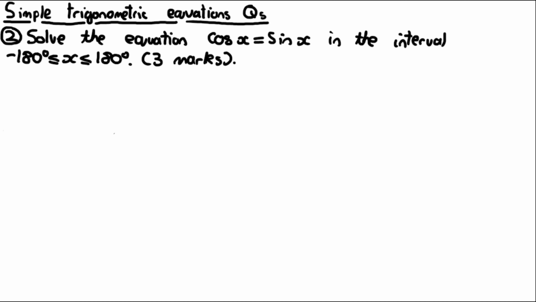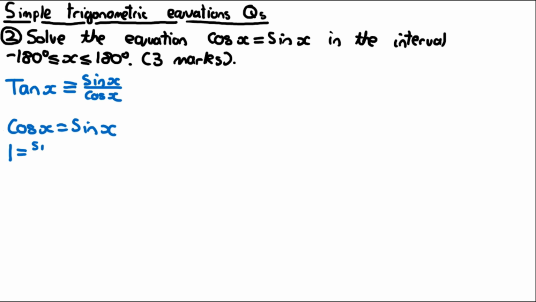Okay, so for question 2, this is one of the ones where we have to make use of the identity tan of x is always equal to sin x over cos x. So the equation cos x is equal to sin x can be written as 1 is equal to sin x over cos x by dividing both sides by cos x, and then this can be written as, from up here, tan x is equal to 1. The inverse tan of 1 is equal to 45.